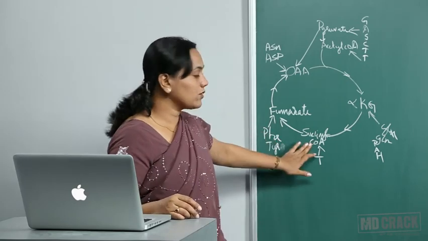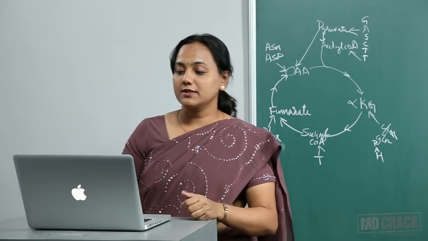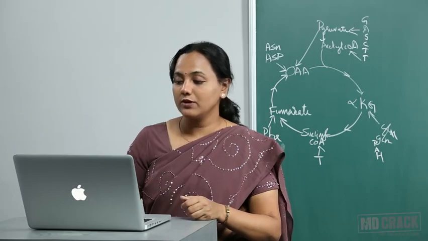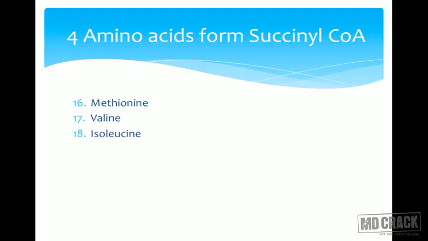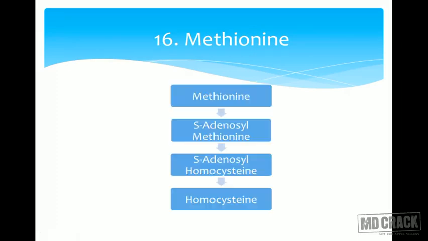We go on. Succinyl-CoA I have already told to you. One is threonine. Which are the other ones which form succinyl-CoA? It involves methionine, valine, isoleucine, that is, valine, isoleucine and methionine, out of which I have written methionine first and threonine, which anyway forms succinyl-CoA. So let us talk about methionine. How does it form succinyl-CoA? Methionine is converted to its activated compound that is known as S-adenosyl methionine.